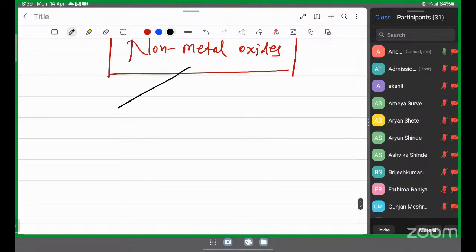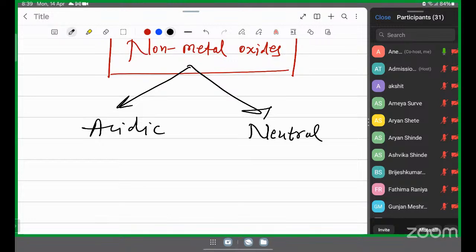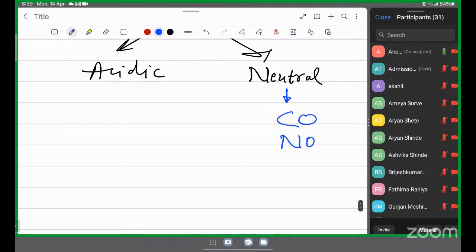Non-metal oxides will either be acidic in nature or neutral. They will not be basic. Non-metal oxides are not basic in nature. Some examples of neutral oxides are CO, carbon monoxide, NO, nitrogen monoxide, and H2O, water. Water is also neutral and it is an oxide of hydrogen. In acidic, we have CO2, SO2, SO3. All these oxides of non-metals are acidic in nature.